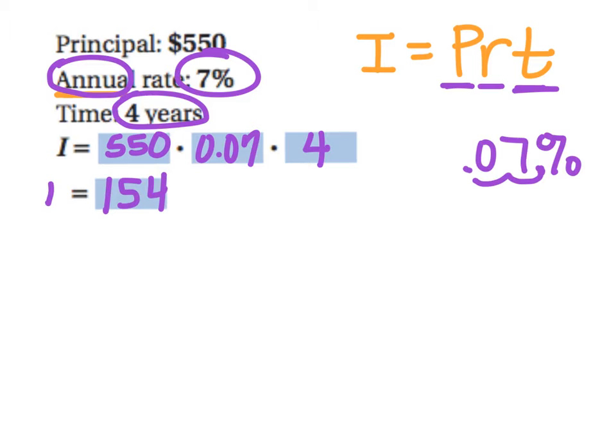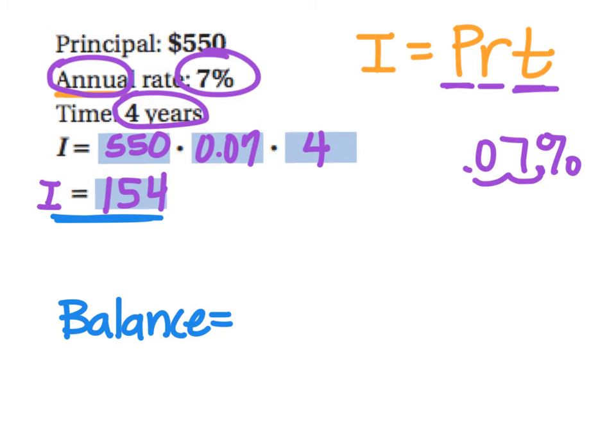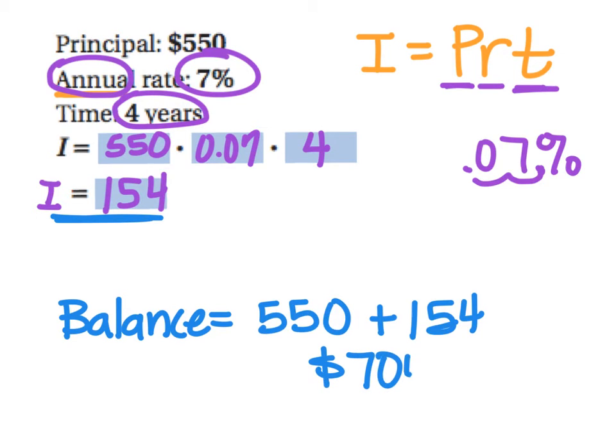And just a reminder, that is the interest. That's what we were solving for, the interest. So that is how much money you're going to earn. So if I ask you for your new balance on your account, that would be how much total money is in there. I would have to take what I started with, 550, plus I earned 154. So I would just add those together, and I end up with $704 in my account.